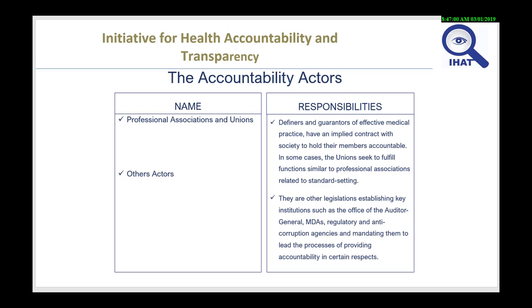and mandating them to lead the process of providing accountability. It is to be noted that the Office of the Auditor General of the Federation is very key, and similar structures also exist at the state level to ensure that funds are used for what they are provided for, and also in line with extant guidelines concerning financial regulation and control.